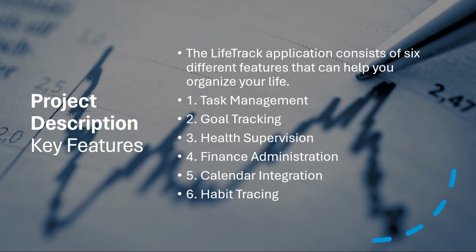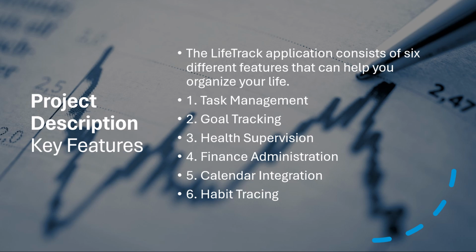So what are some key features of the application? The LifeTrack application consists of 6 different features that can help you organize your life. In the task management feature, you can take note of important tasks such as homework, projects, or chores. In the goal tracking section, you can record personal or professional goals. These can include getting a promotion, losing an X amount of pounds, or to be more positive.